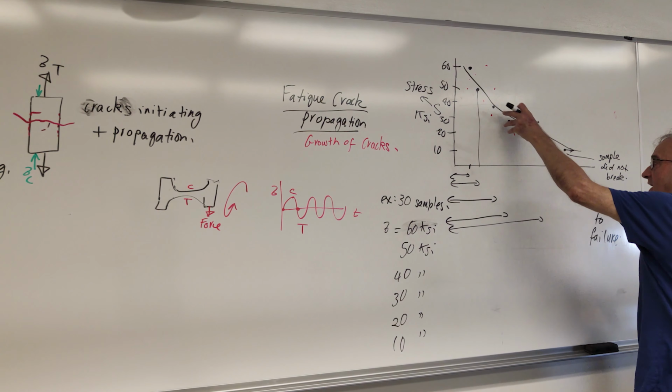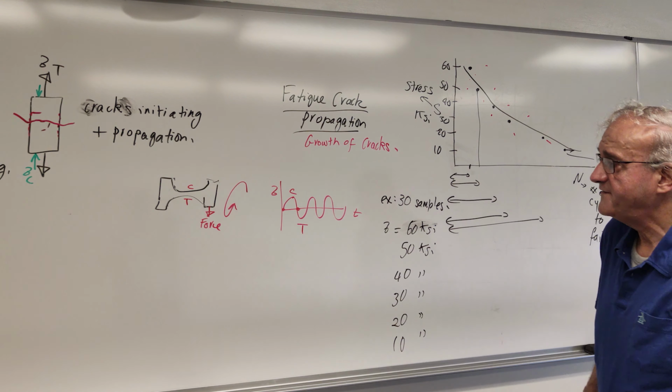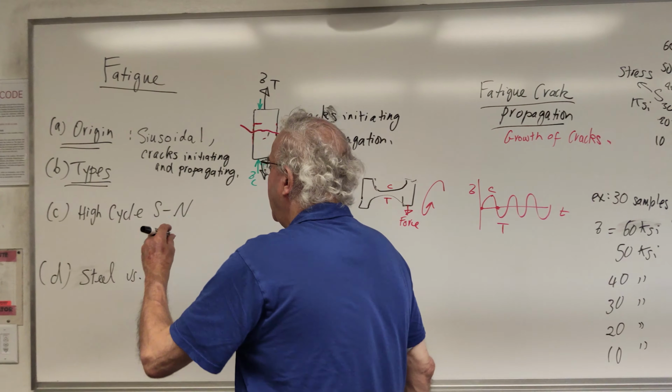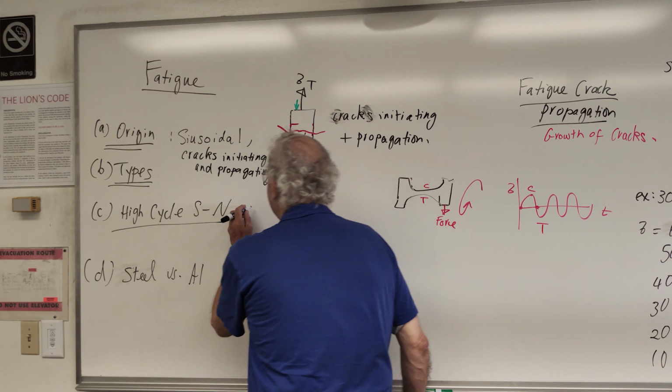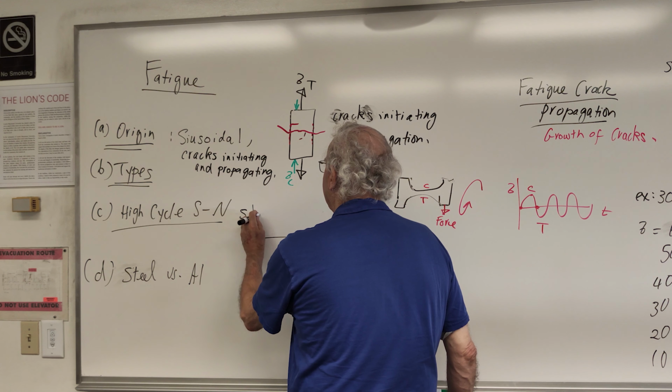However, we are always going to have that when the stress is high, the sample breaks much faster than when the stress is low. So this is the high cycle fatigue, or the SN curve.